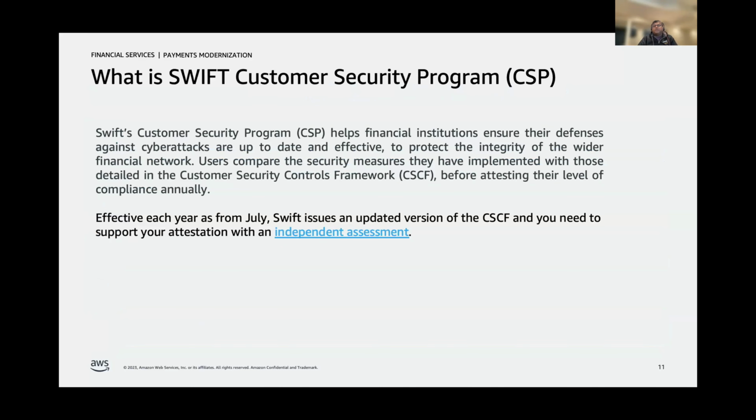A quick note on the CSP. This is super important because it's an audit requirement. It's a compliance requirement, and it's one of the biggest pain points which customers have highlighted to us. Swift publishes about 40 control objectives across 7 sections, and every Swift customer has to audit their environment at least on a yearly basis.